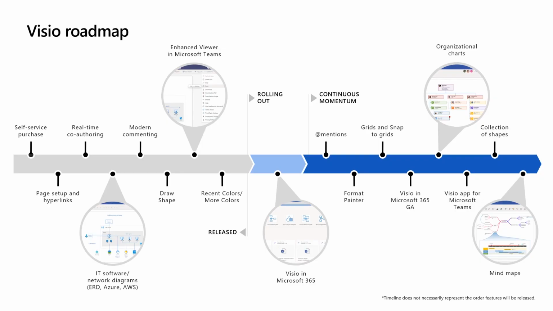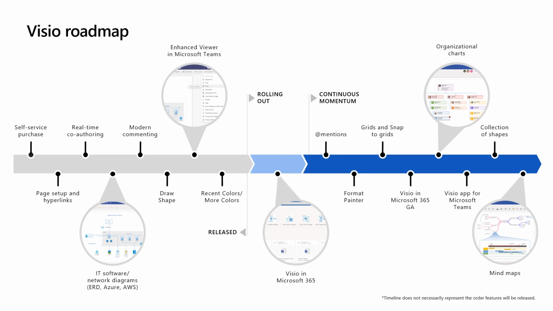Well, you've asked a lot of questions. Now it's my turn. Can you tell us what's coming for Visio for the web in the future? What does this roadmap look like? Sure, yeah, let me take you through it. So we're continuing to rapidly release new features for both Visio Desktop and Visio for the web, with greater focus on features that integrate with Microsoft 365 products. Over the past year, we released capabilities such as real-time co-authoring, page setup, hyperlinks, self-serve purchase, and multiple diagrams like ERD, Azure, AWS, to name a few.